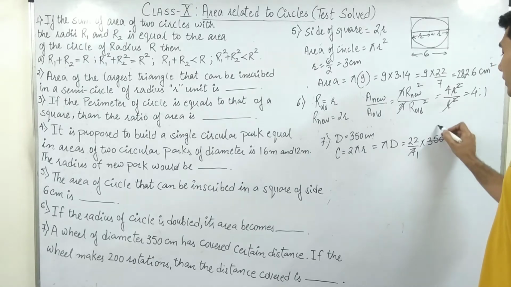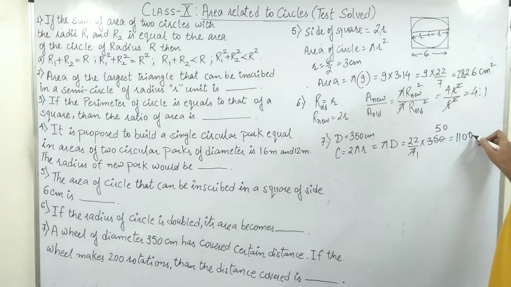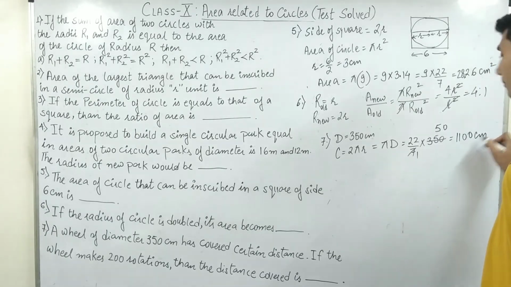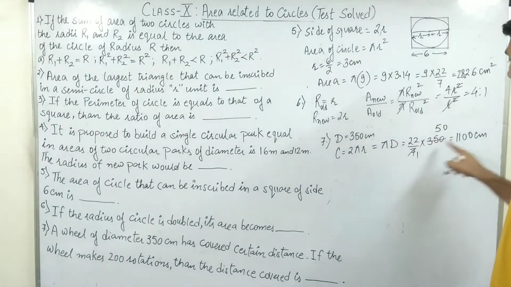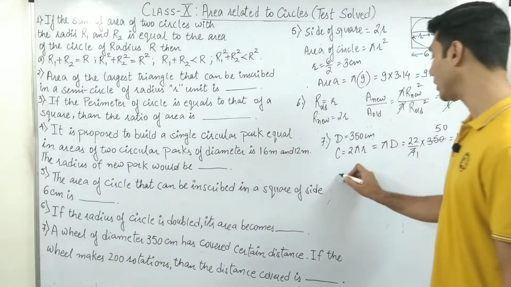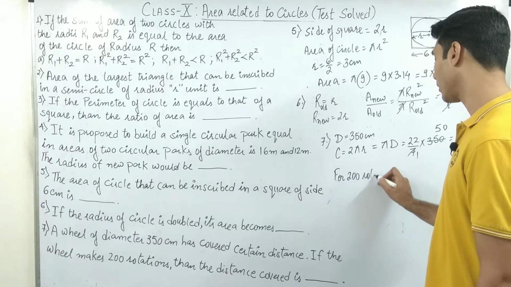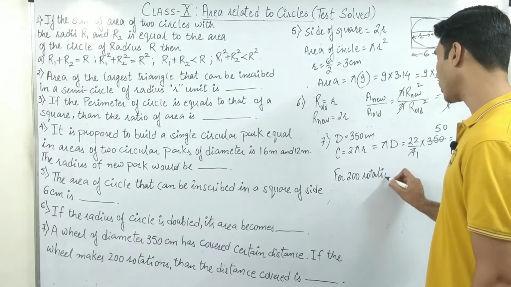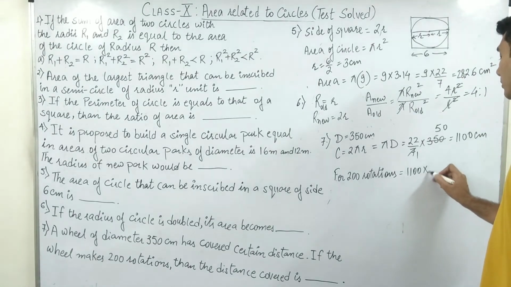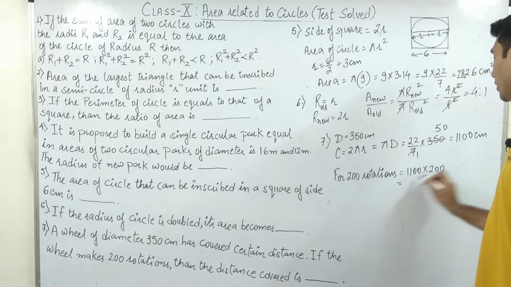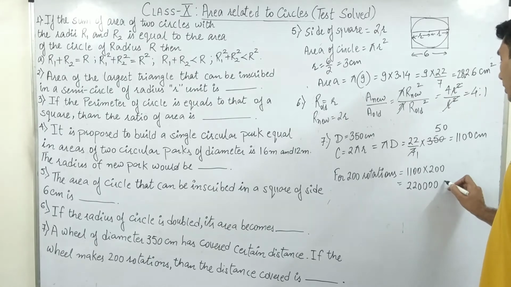7 times 1, 7 times 5, 0. 22 into 5 is 110 and then again 0. So that is what? Centimeter. They are saying has covered certain distance. If the wheel makes 200 rotations, for one rotation this is the distance. So for 200 rotations, answer is going to be what? 1100 into 200. So 2 into 11 is 22, then comes 0, 0, 0, 0 centimeters.